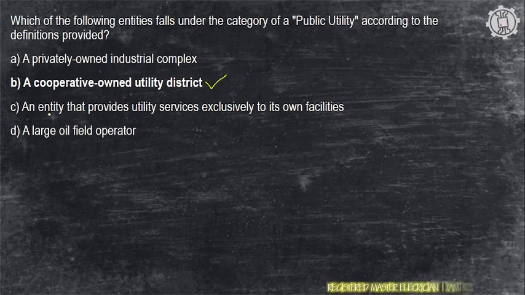Ito kasi, an entity that provides utility service exclusive to its own facilities, this is part of a private. Kapag large oil field operator naman, so may sarili yung power system, so they are considered as a private utility. Kapag privately owned industrial complex, so may sarili din yung utility, so they are also a private utility. And next.